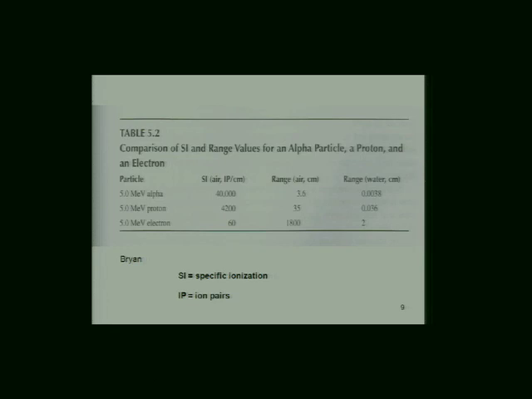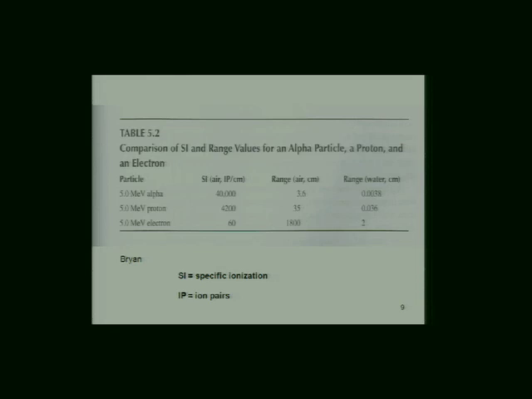And this is a table just being a little more quantitative about that, showing for 3 different kinds of radiation, in this case alpha, protons, and electrons, which all start out with 5 MeV of kinetic energy. This is called the specific ionization in air, and what that means is the number of electron-ion pairs that get produced per centimeter of material that the radiation traverses. So for example, for alpha particles, you get 40,000 ions per centimeter as the alpha goes through the air, whereas for a same energy proton, the specific ionization is much less. It's 4,200 ion pairs per centimeter, and for electrons, it's even smaller.